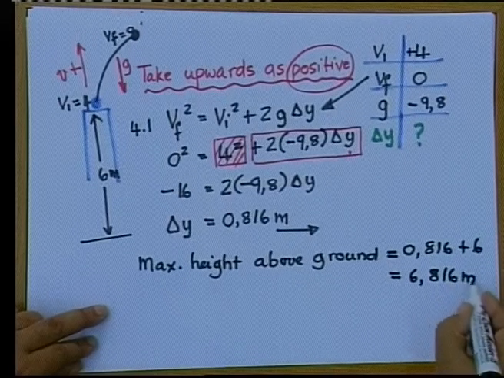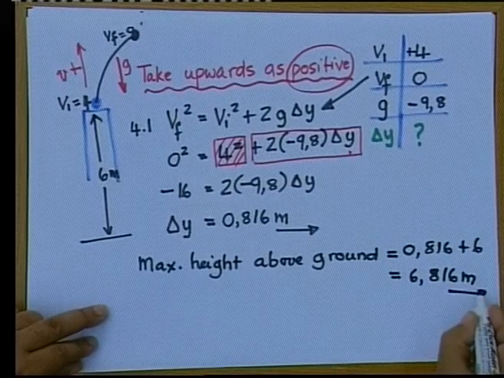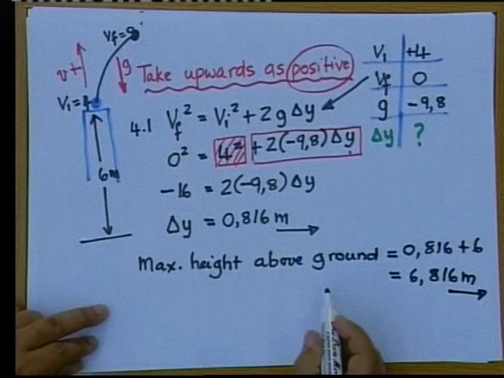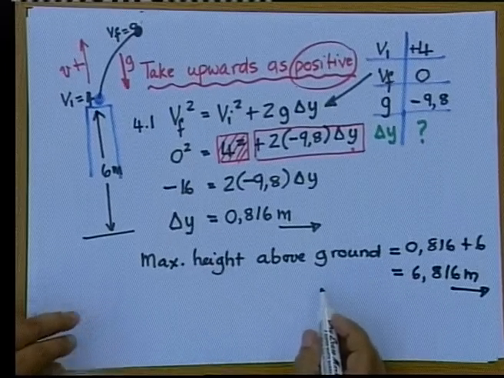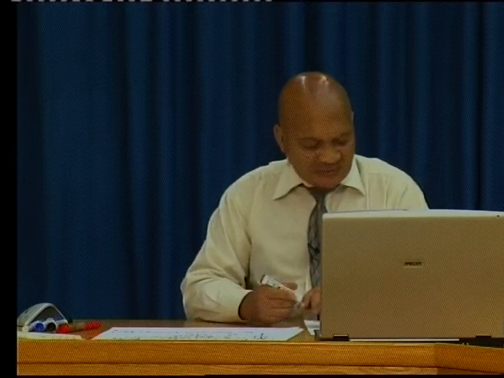6,816 meters. And that is, please watch, learners, if I can get your attention for a moment. Please watch very carefully to read the question carefully. They said above the ground, not above the platform where he was standing. So they have to add the 6 meters to that. Okay, so that takes care of the first part of the question.